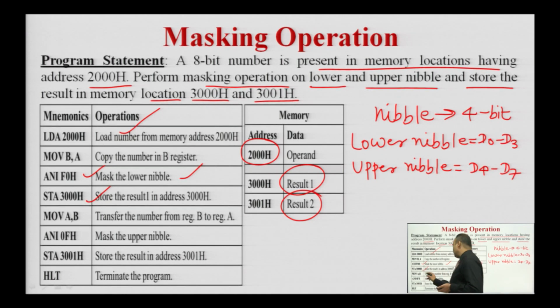Again take the number from the B register to the A register and use ANI 0FH. This instruction will mask the upper nibble, and finally store the result into the memory location 3001H. So, this way we will perform the masking operation of the lower and upper nibble.